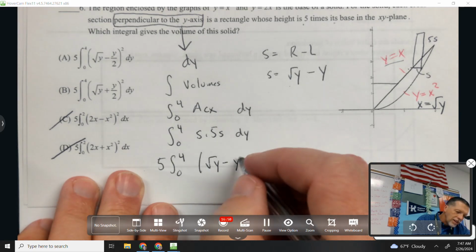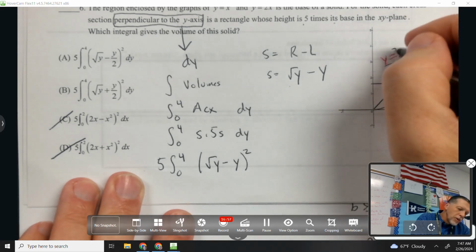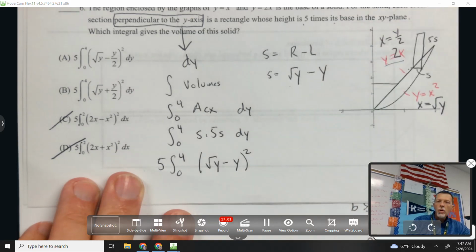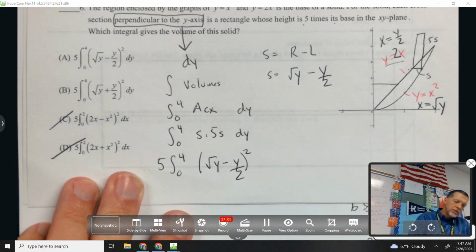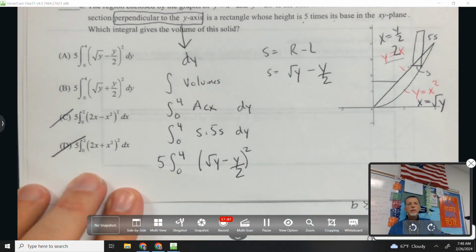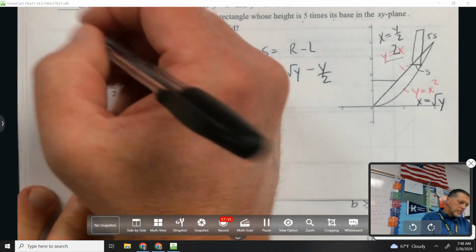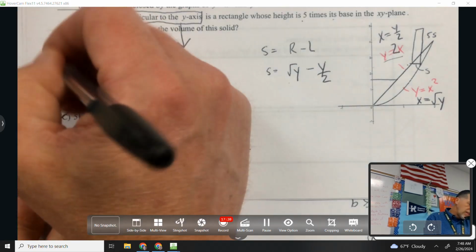Uh-oh, why is that not one of my answer choices? What did I do wrong? Oh, because it was y equals 2x. So that means x equals y over 2. So y over 2, that was an easy fix. So yeah, answer A, right minus left squared times 5. It had to be dy.